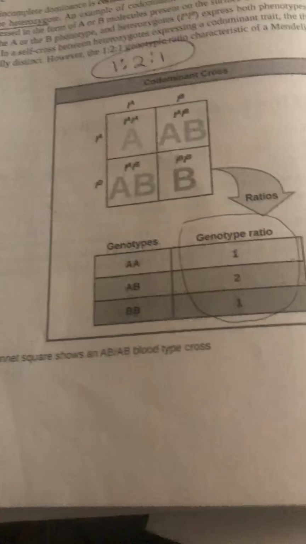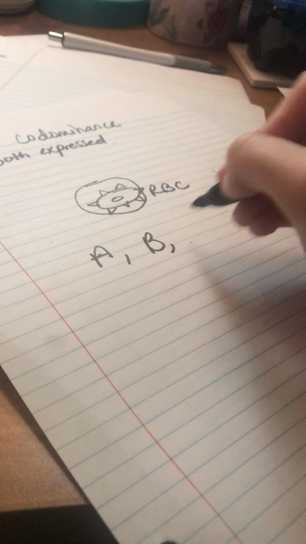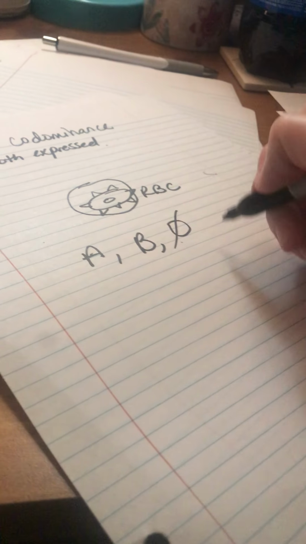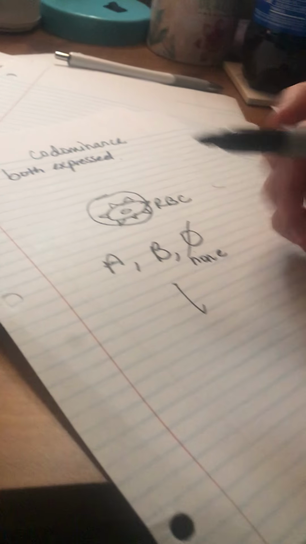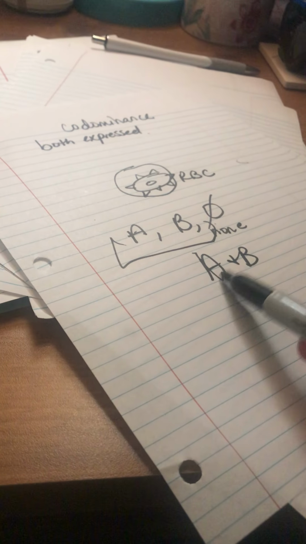So the most common example you'll see of this is in your blood types. On the outside of your red blood cells, you have these proteinaceous antigens, which determine your blood type. So that's how your blood type is determined, by the type of antigens you have. You can have A, B, or O means you have none. Or you can have A and B. So codominance is this A and B. It's because you can have A and B.